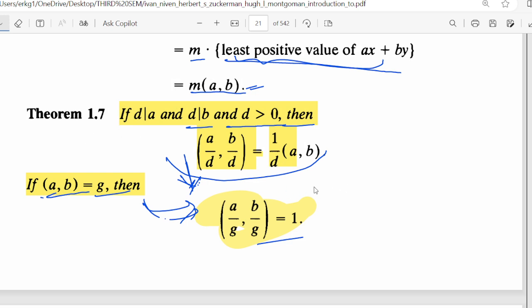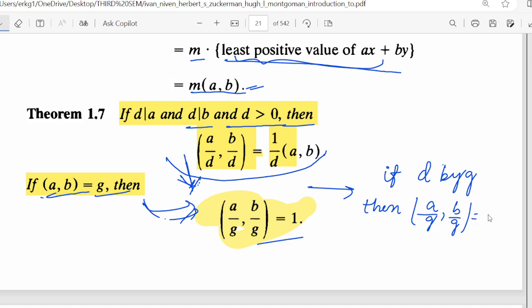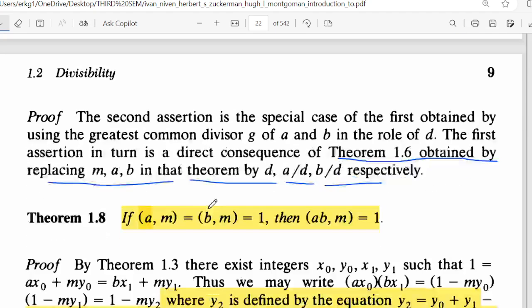If we replace d by z, then GCD of a by z and b by z is equal to 1 by z times GCD of a comma b. Since it is given that GCD of a and b is z, z by z is equal to 1. So GCD of a by z and b by z is equal to 1. Now we go to the next theorem.